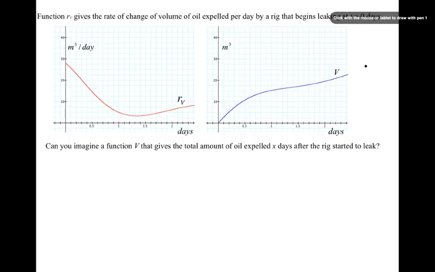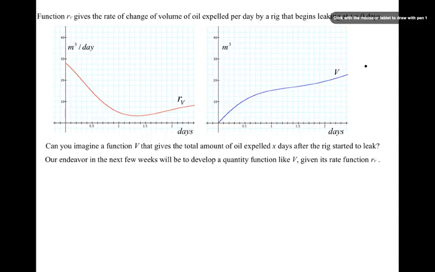So our endeavor will be to develop the quantity function like V. So this is just a sketch. We want to have the actual function with a function rule, right? We want to have the actual definition of V so that we could say at 1.5 days, we know what that accumulation is by the definition. So given its rate function R sub V, we want to be able to develop the actual function V, okay?